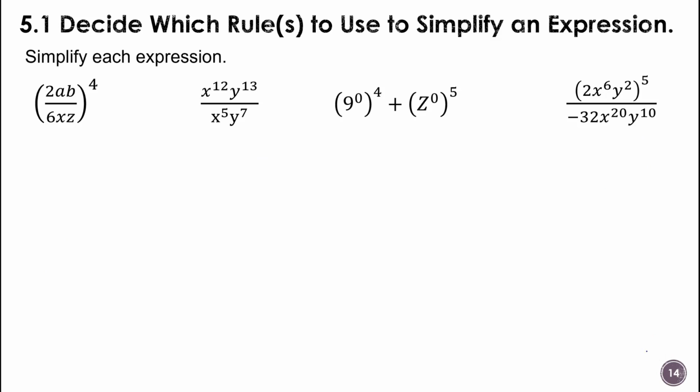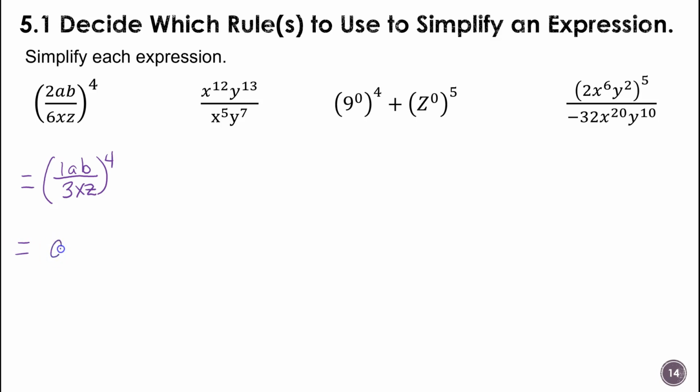Okay, here's a bunch more stuff. I think this is the last slide. We're going to take 2 to the 4th power, a to the 4th power, b to the 4th power, and 6 to the 4th power. You know what? I'm going to go back. I am going to simplify the 2 and the 6 because that's going to make this much easier. So I'm going to have 1ab over 3xz, and that's to the 4th.